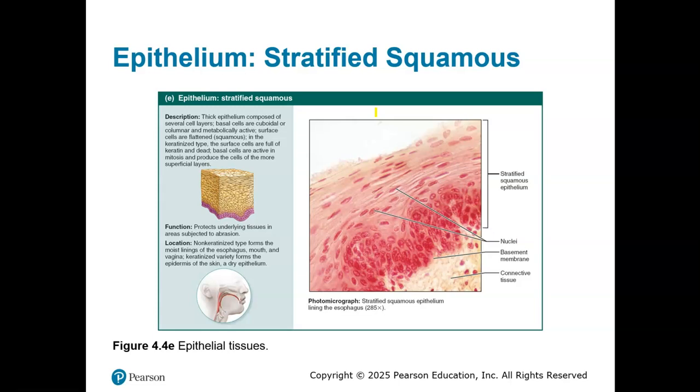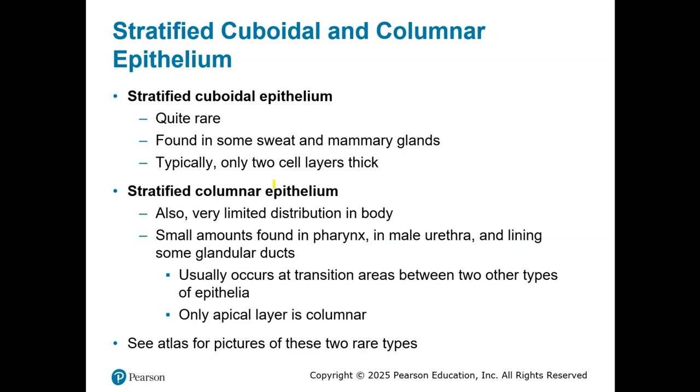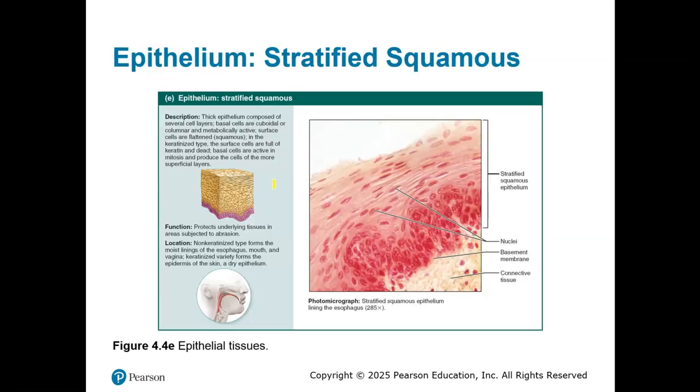Okay. So stratified squamous is many layers, and the cells on top are actually squamous. Now, if you look closer to the bottom, those are more cuboidal. And so we're going to say epidermis of the skin is our example. Layers of squamous cells, okay? Mainly, at least at the top anyway.